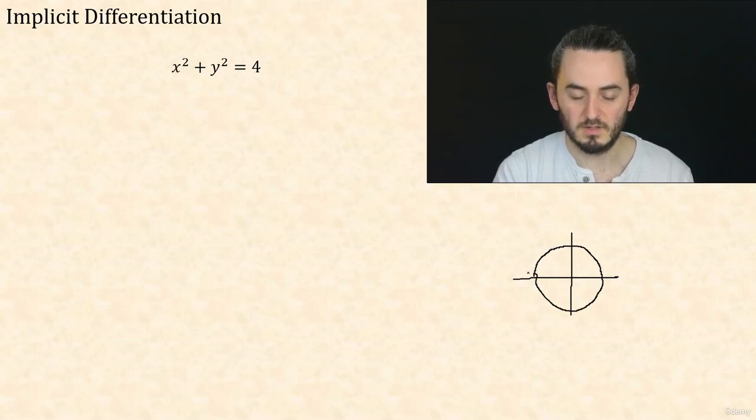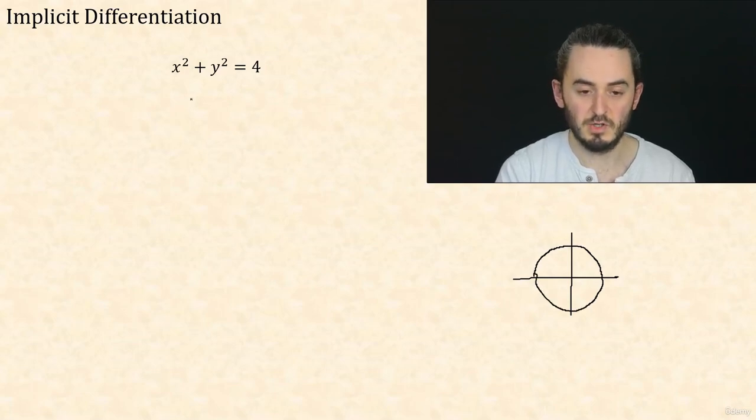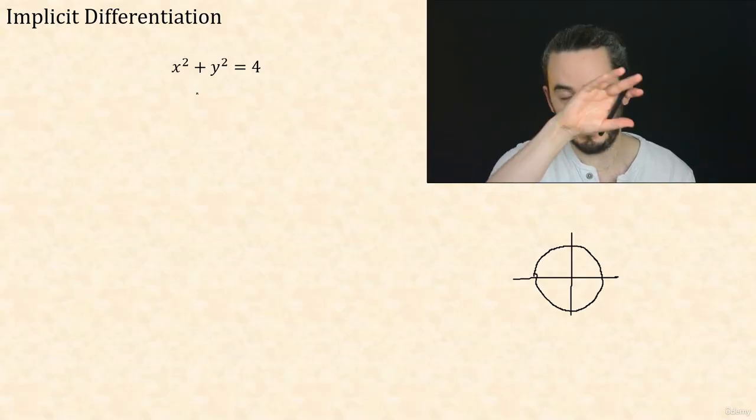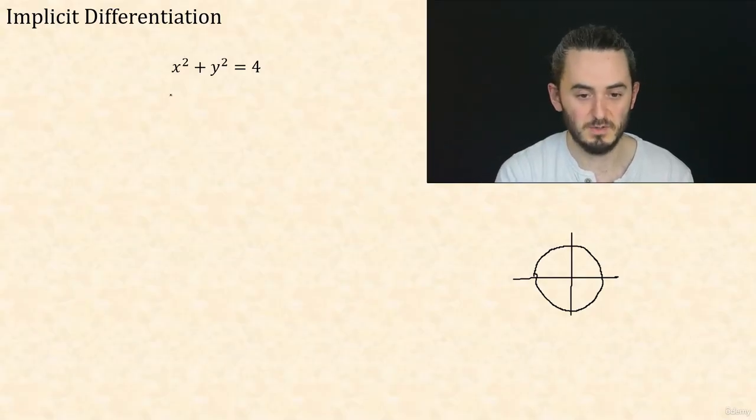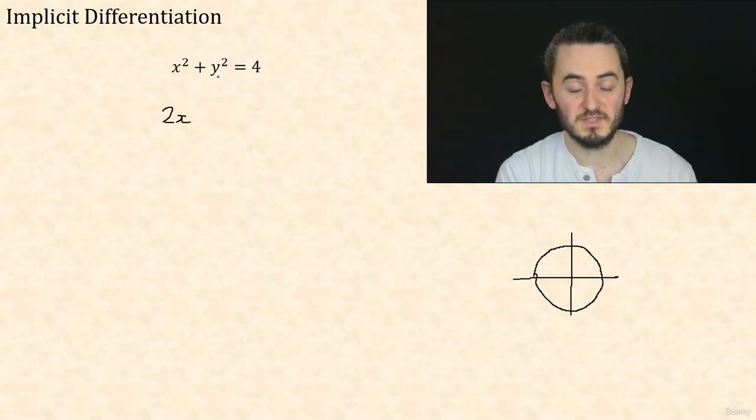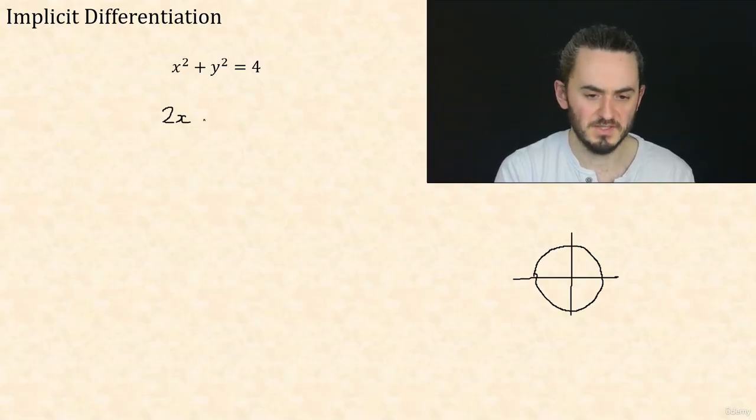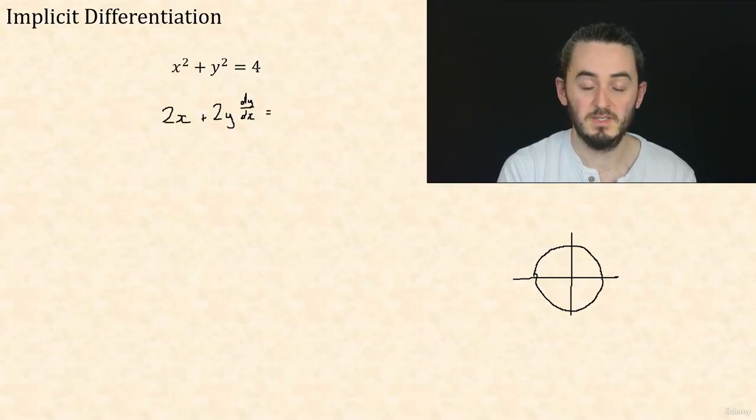All right, so what we do is we just launch into it, differentiating everything in sight. So let's differentiate the first term, easy, 2x. Differentiate the second term, easy if we're careful. Power comes down and drops by 1. Now we multiply by the derivative of that stuff, which is dy by dx. Differentiate the 4 and we get 0.